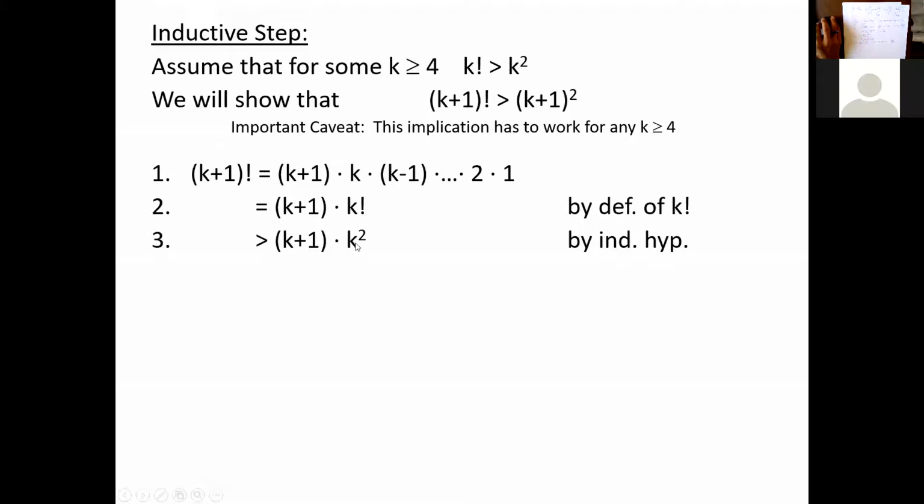at this step, I said k factorial is greater than k squared. And that follows by the inductive hypothesis, so by this. And the rest is arithmetic, right? Because now I have an arithmetic closed formula, some cubic polynomial. And all I have to do is to argue that this cubic thing is greater than this quadratic thing.